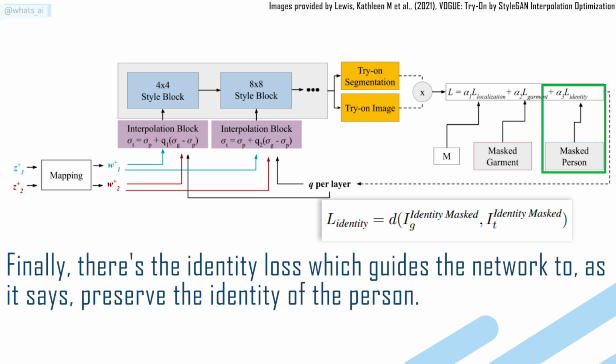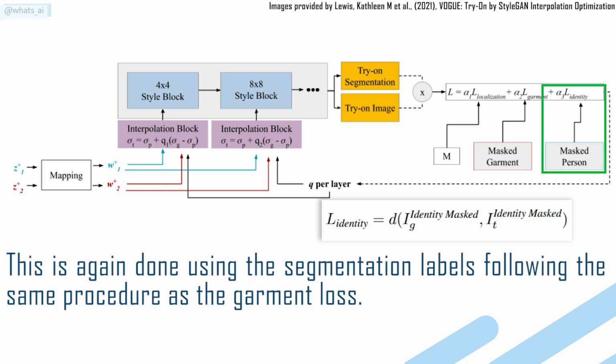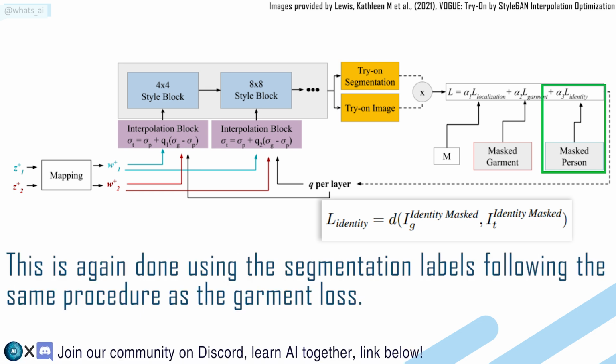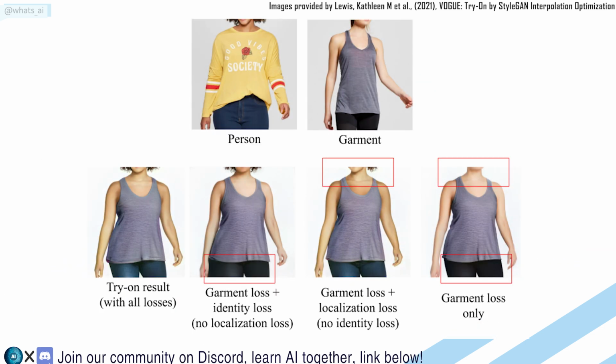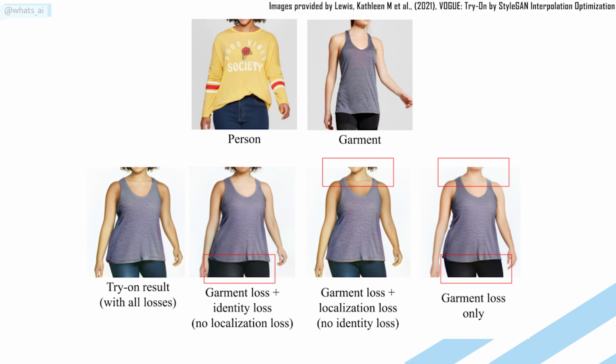Finally, there's the identity loss, which guides the network to, as it says, preserve the identity of the person. This is again done using the segmentation labels following the same procedure as the garment loss. Just take a second to look at how these losses affect the output image. You can clearly see when the localization loss or the identity loss is missing and their importance.